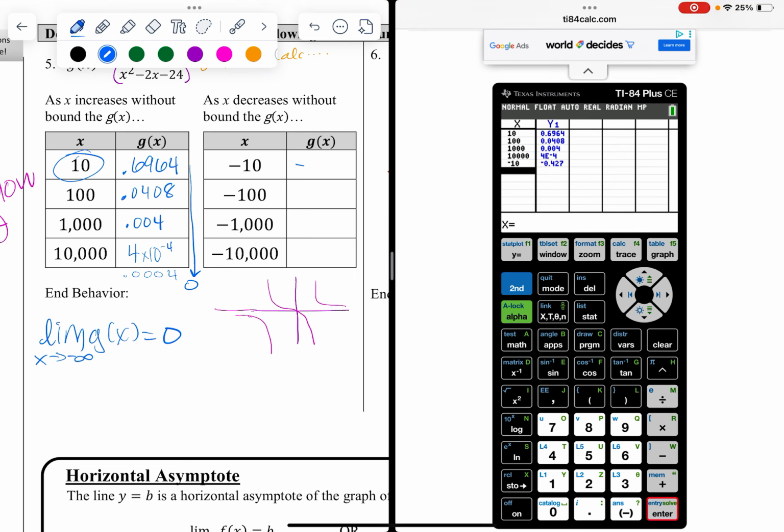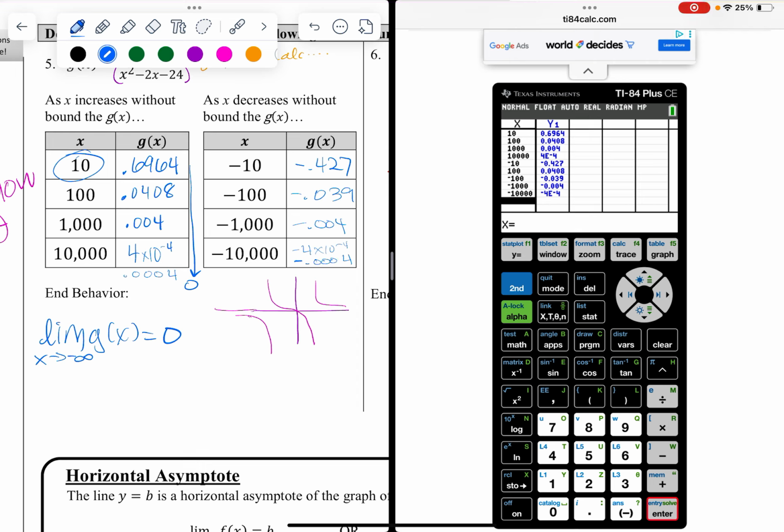We get negative 0.427, negative 100 is, oops, sorry, forgot the negative. Let's plug it in. Negative 100 is negative 0.039. Negative 1,000, we get negative 0.004. And then negative 10,000, we get negative 4 times 10 to the negative 4 power, which is like saying negative 0.0004.